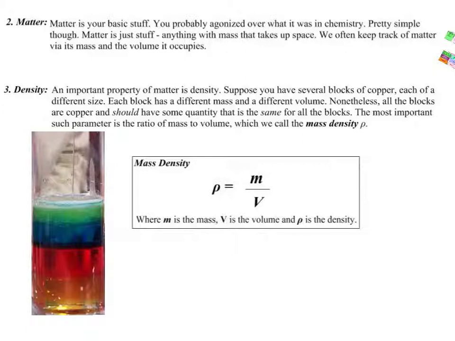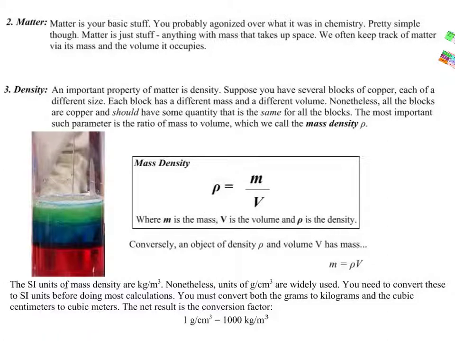If you were to have a whole bunch of blocks of copper, for example, each of a different size, each has a different mass, each has a different volume, but all the blocks of copper would have the same density, or more specifically what we call mass density. So mass density is mass over volume, and it's given the symbol of a rho. This is a Greek letter rho. It looks like a P, but it's not. Now from this, we can easily see that we can calculate mass by taking density times volume.